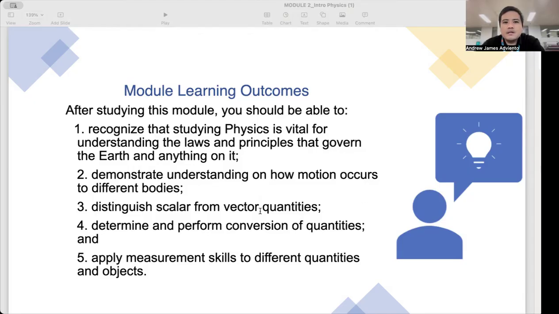So these are the learning outcomes. You should be able to do these after finishing this module: understand why physics is important, how motion happens, how to tell scalars from vectors, how to convert units, and how to properly measure different quantities. These skills are not just for exams, they are very useful in daily life and in many professions.